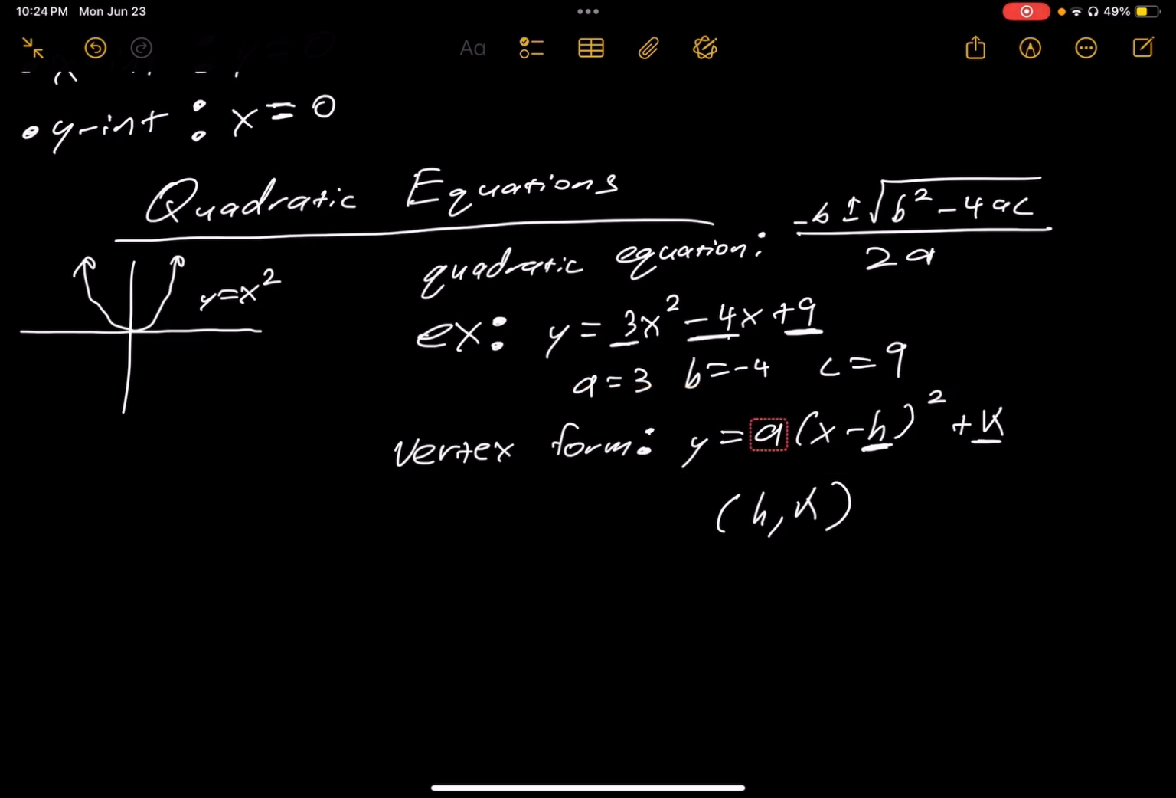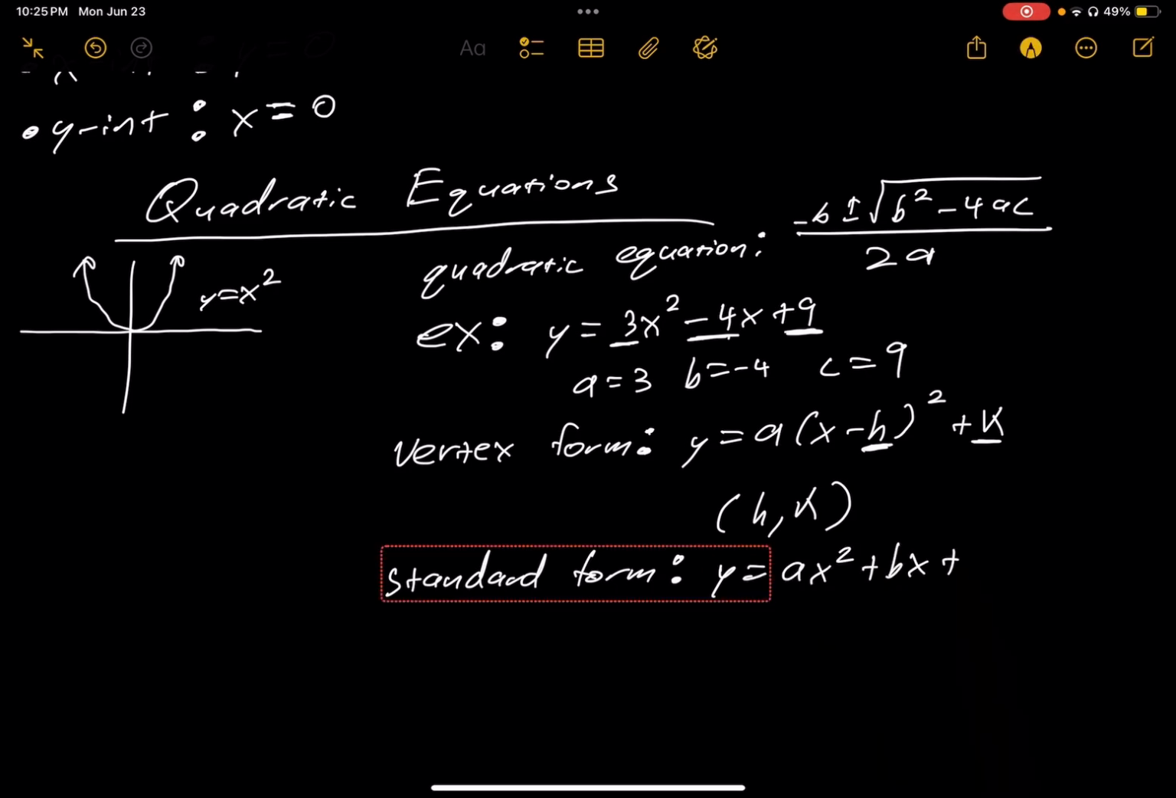And once again, we also have standard form for quadratics, and this is going to be represented as y is equal to ax squared plus bx plus c.